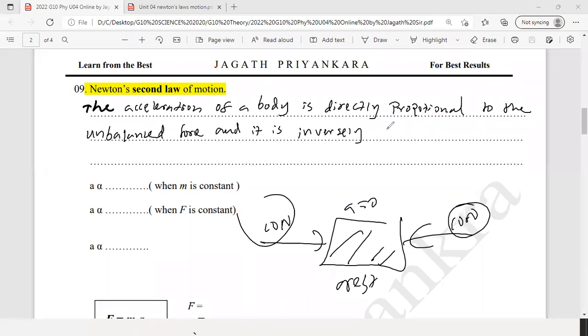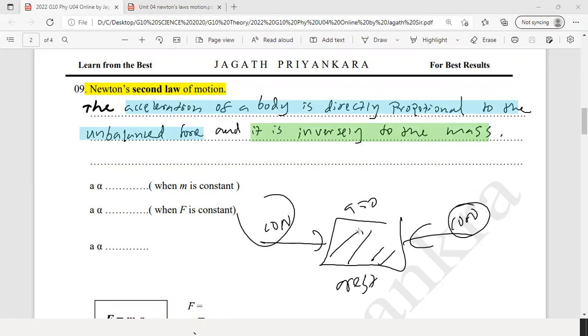Inversely proportional to the mass of the object. So please highlight, there are two main facts of Newton's second law, same as the first law. What is the first fact? Acceleration is directly proportional to the force. That is number one. Second one, acceleration is inversely proportional to the mass.